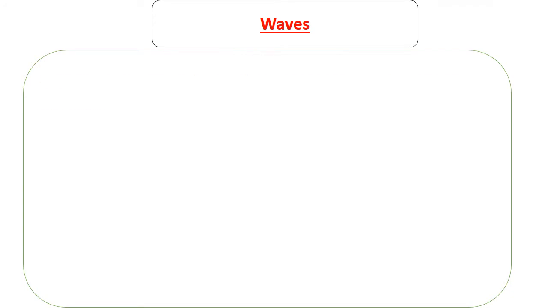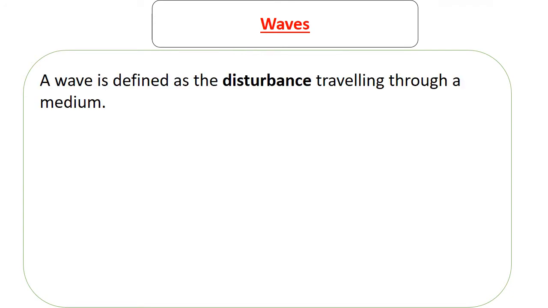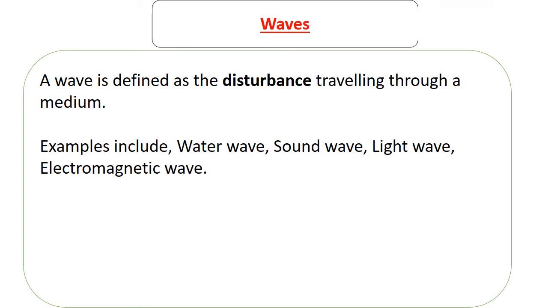So let's get started. A wave is defined as the disturbance traveling through a medium. So in any medium, if there is a disturbance and that disturbance is traveling through it, then there is a wave. Examples of waves include water wave. So think of water wave as when on still water, if you throw a stone, that's a disturbance. That disturbance is going to be traveling so that it reaches the other parts of that water. That's a disturbance traveling through a medium.